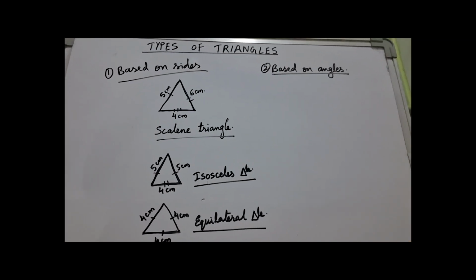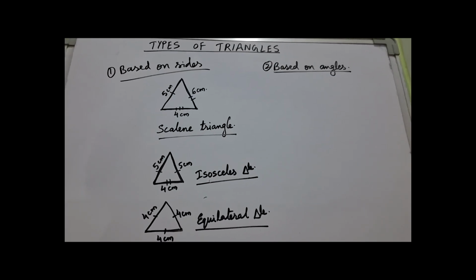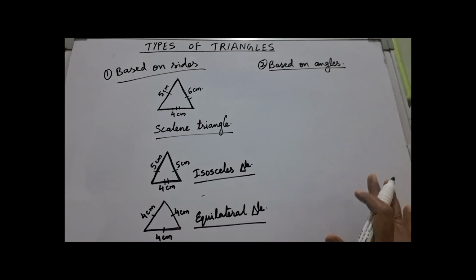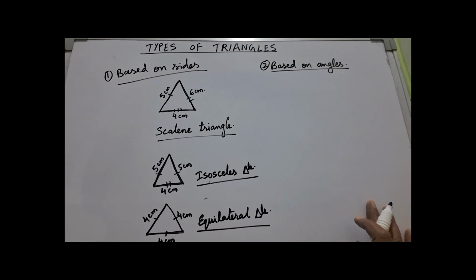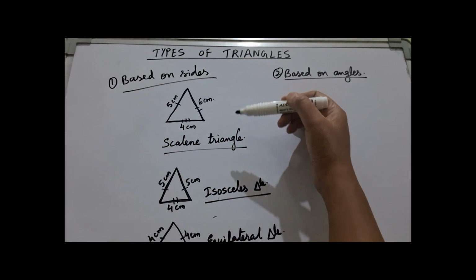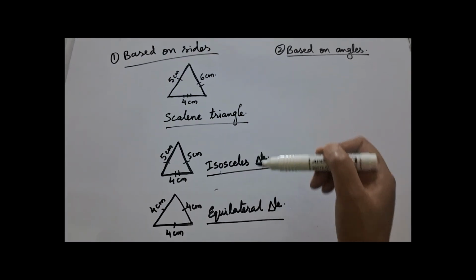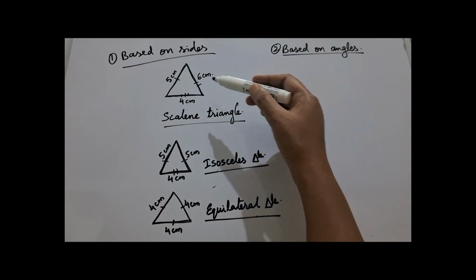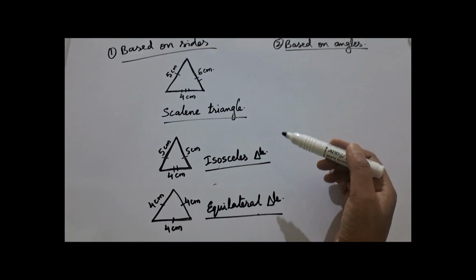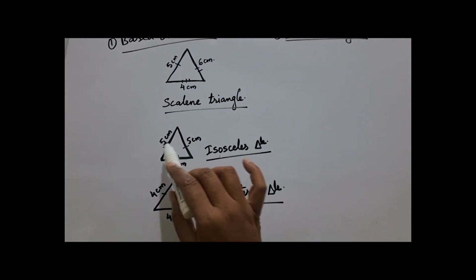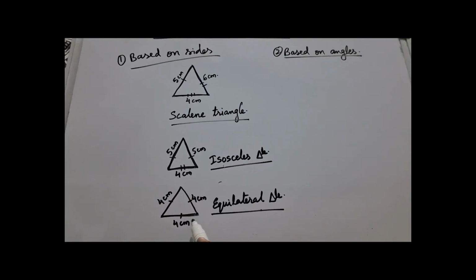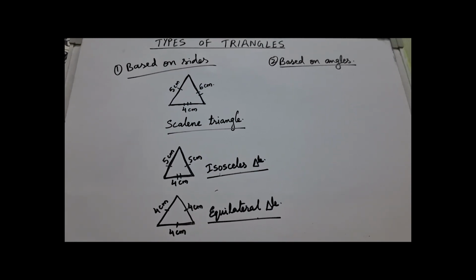So the types of triangles, there are 6 types of triangles, children. 3 are based on sides and 3 are based on angles. Here we can say based on sides: scalene triangle, isosceles triangle, equilateral triangle, right? A scalene triangle has all 3 different sides. An isosceles triangle has 2 sides the same and the third different. And the equilateral triangle has all sides of the same measurement.